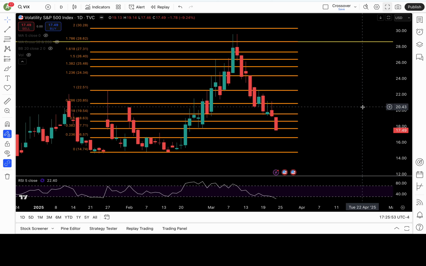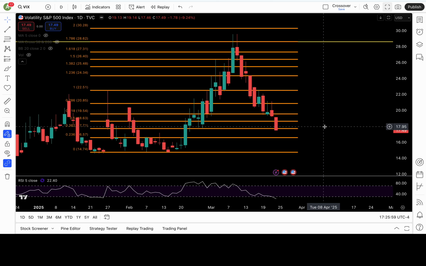But what is the sheep way, guys? We follow the price action. And once again, we broke down another support level, 17.7. As long as below 17.7, 16.5 and 14.7 are in play.